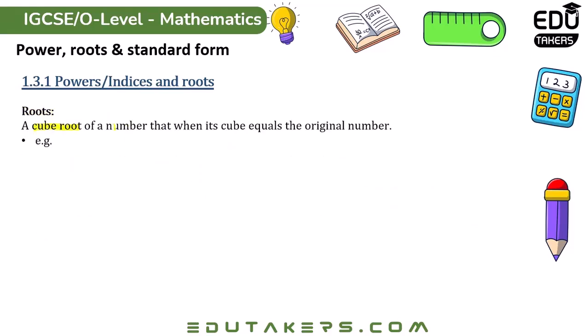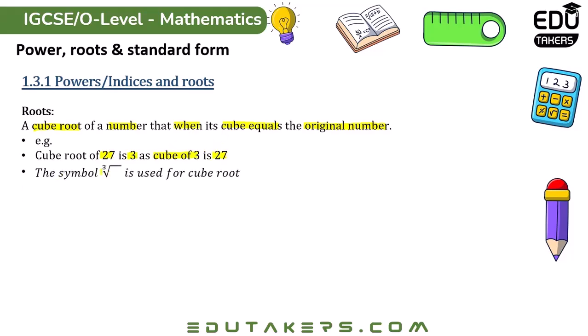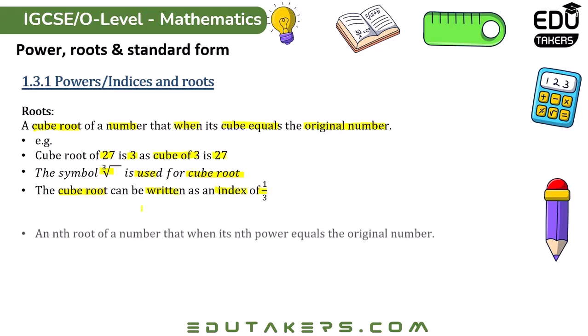A cube root of a number is a number whose cube equals the original number. For example, the cube root of 27 is 3, as the cube of 3 is 27. The cube root symbol is used for the cube root. The cube root can be written as an index of 1 over 3.